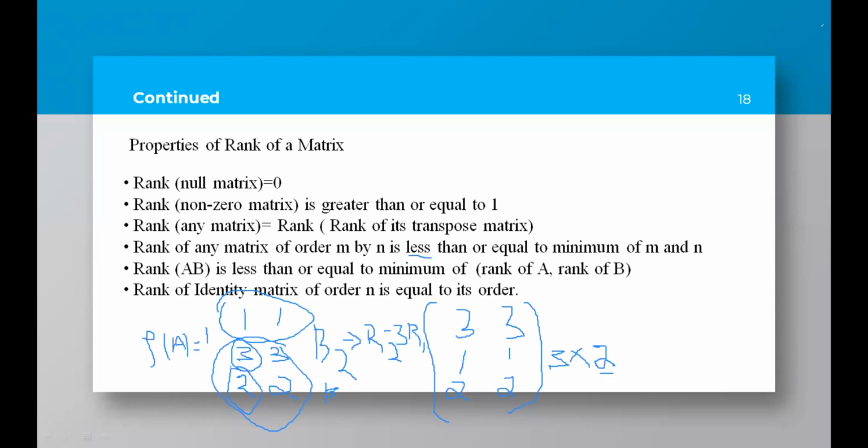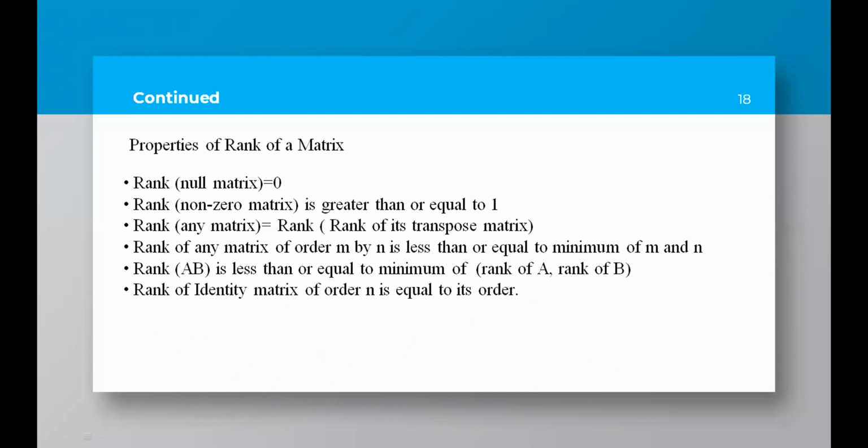Fourth one. Yes, sir. Next one is rank of AB is less than or equal to the minimum of rank of A and rank of B. So if you want to find the rank of AB, instead of directly doing the matrix multiplication and then finding the rank, just find the rank of A or rank of B, whichever has the minimum value. The rank of AB will be either equal to that minimum of rank of A or rank of B, or sometimes less than that. We are going to solve a few problems using this property also.